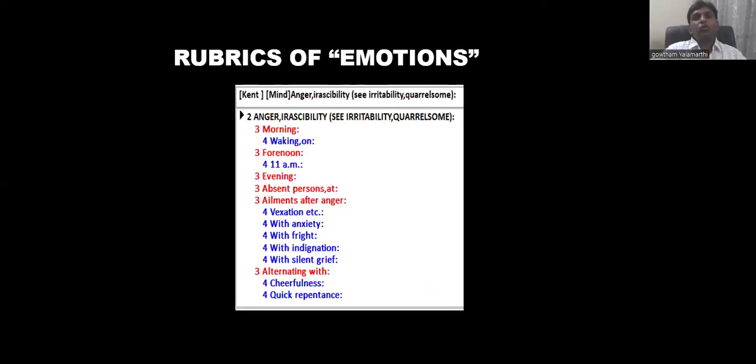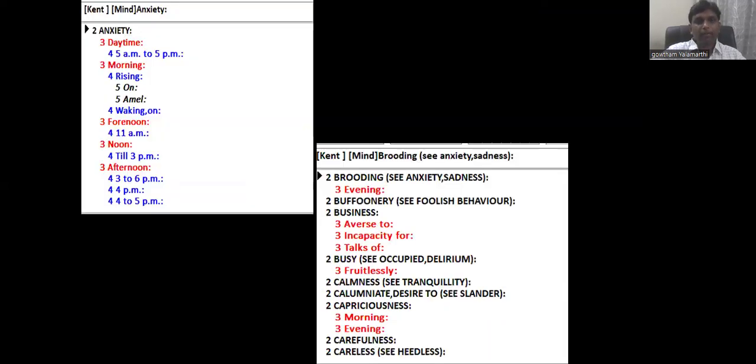Next, rubrics of emotions like anger or irritability, quarrelsome, anxiety, brooding, all this comes under the emotions.